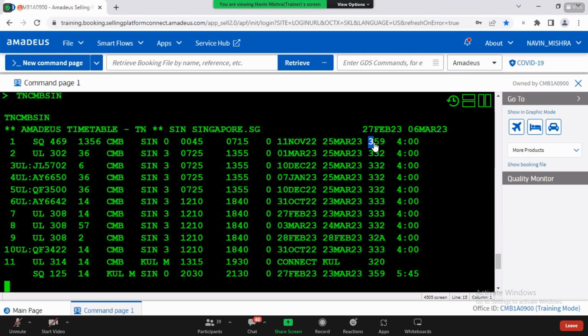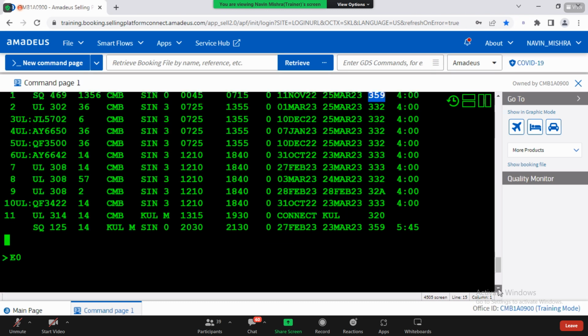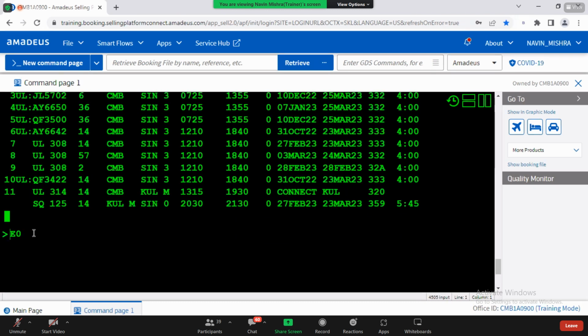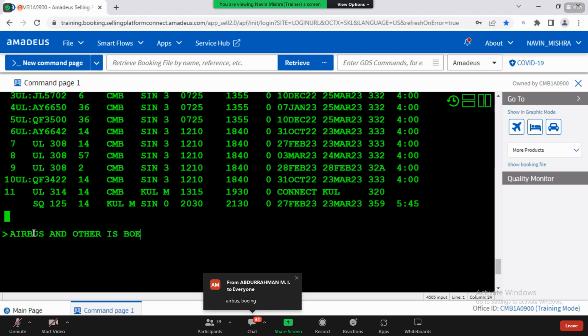Now, apart from this is 359. This is the aircraft type. That means what type of aircraft is this? Generally there are 2 types of aircraft. Please make a note of that. Can anyone tell me what the 2 types of aircraft are? One is Airbus and the other is Boeing aircraft.